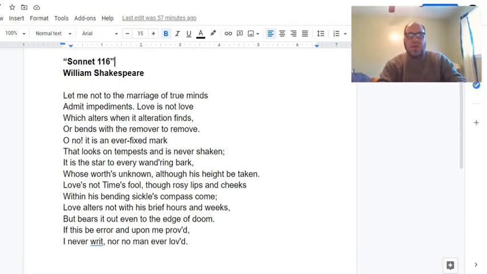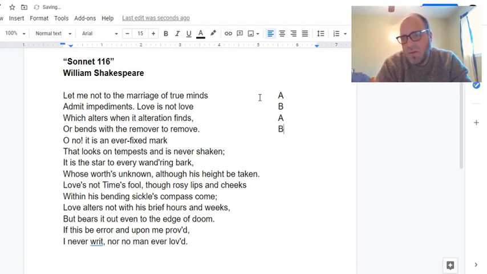Whew! Okay, let's do the rhyme scheme. All right, so the first one is definitely A. Oops, I guess I put it in the wrong spot. Now let's try that again. It's A. Love is going to be new. It's B. Finds is A. Remove, remember with the vowel shift, remove and love are going to rhyme.